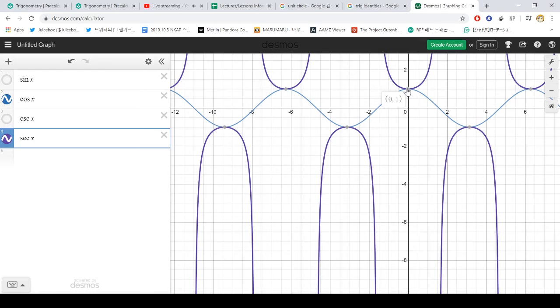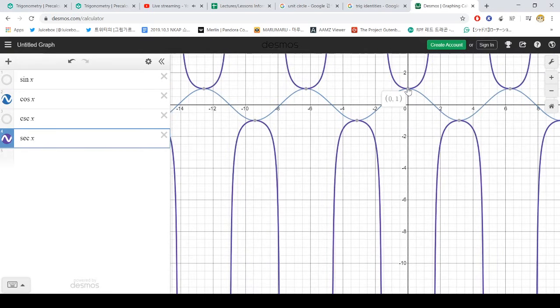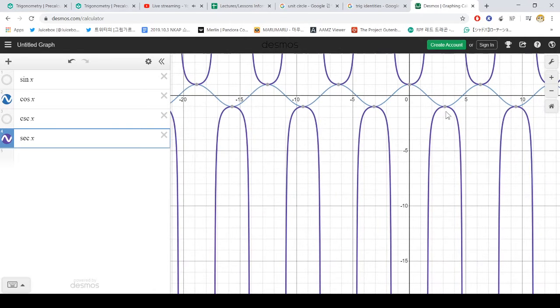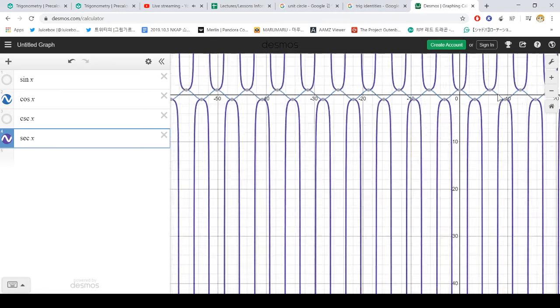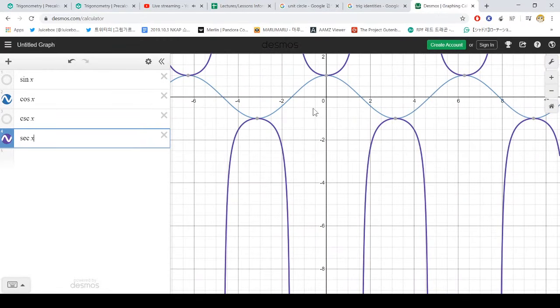You see here that it meets at 0, 1, and then it hits whenever they overlap, whenever it's pi or 0 or 2 pi. Essentially the same concept as before. Shouldn't be too hard.